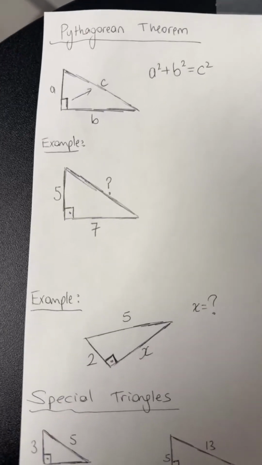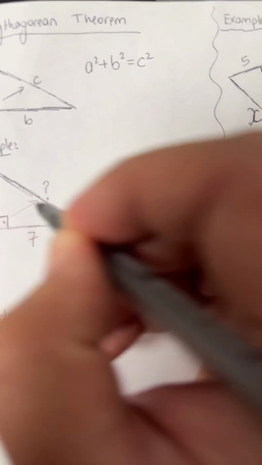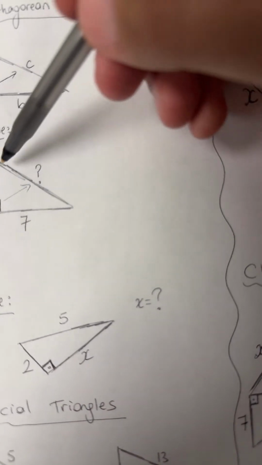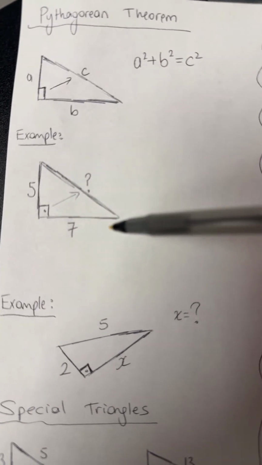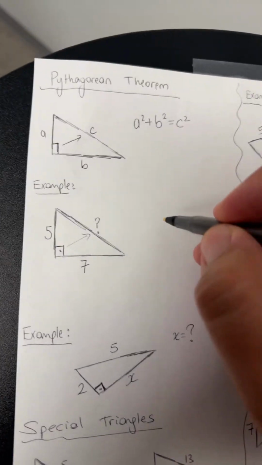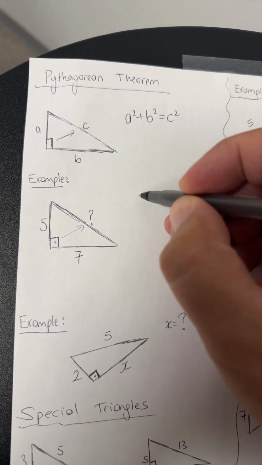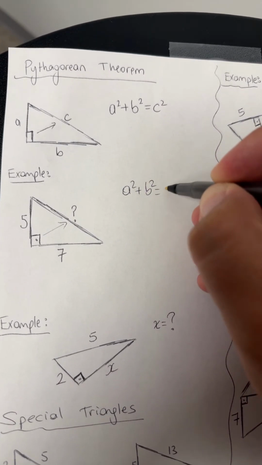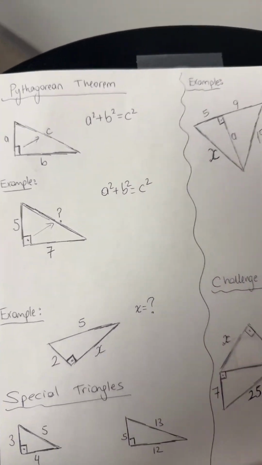So in this example, as you can see, we have a question mark here. We're going to try to find the side length, the question mark, this one. We also have 5 and 7 here. So let's go ahead and write our formula or the equation or the theorem. A squared plus B squared is equal to C squared. So we have to identify A, B, and C here.